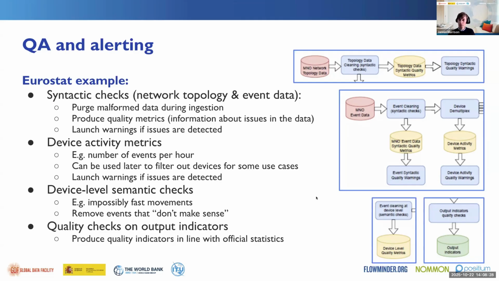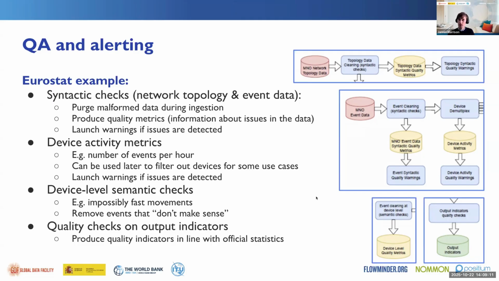Then once we get into the processing stage, there are semantic checks at the device level, so combining the event data with the network topology data so that we can see things like if there are impossibly fast movements in the data, things like that, or cell IDs that look valid but actually don't correspond to any known cells. We can remove any events that don't make sense so that they don't pollute the mobility outputs that we produce later. And then finally, quality checks on the output indicators.